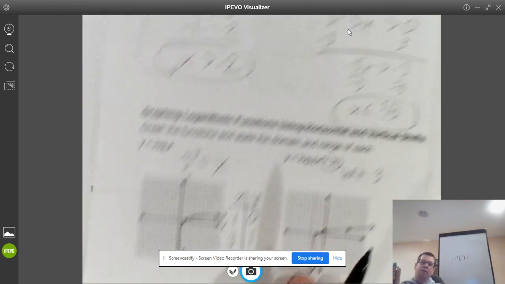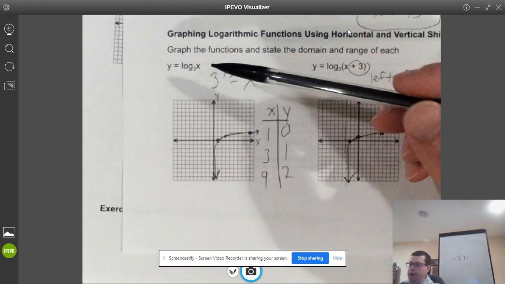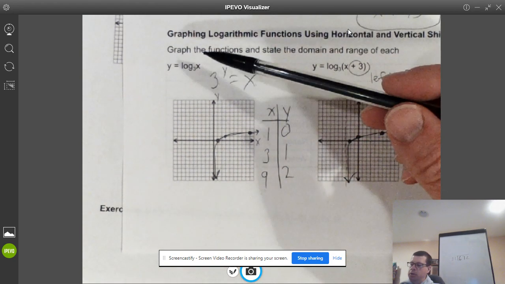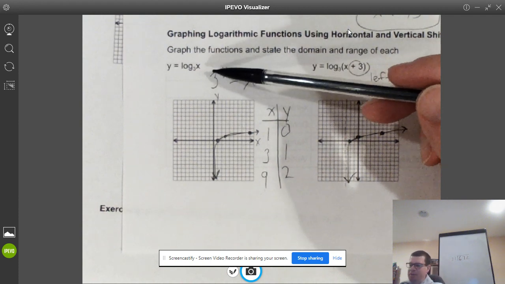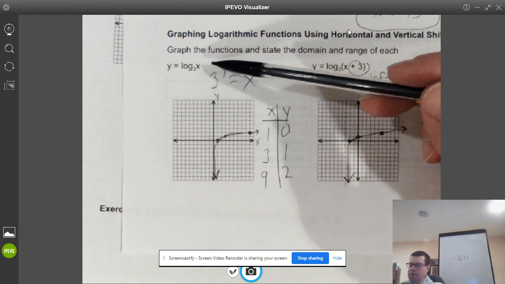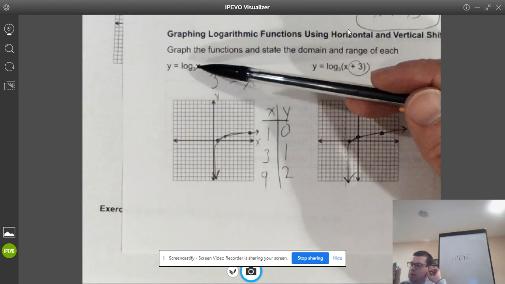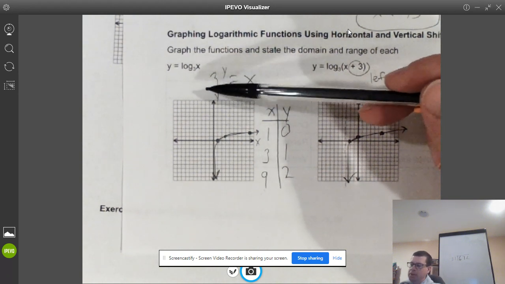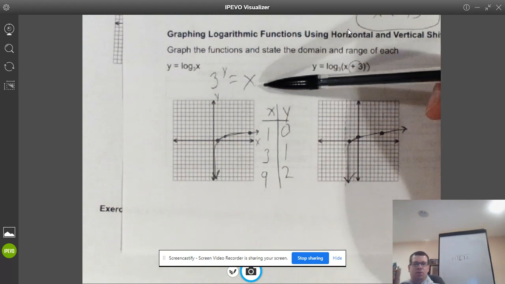Now, if we look at graphing these, let's start here. If I want to graph this logarithmic function, y equals log base 3 of x, the first thing I do, the easiest thing I found to do, is to write that as an exponential. And again, we talked about that a little bit with yesterday's homework. These are two equivalent equations. They just look a little different. So to say that y equals log base 3 of x is really saying 3 to the y power equals x.